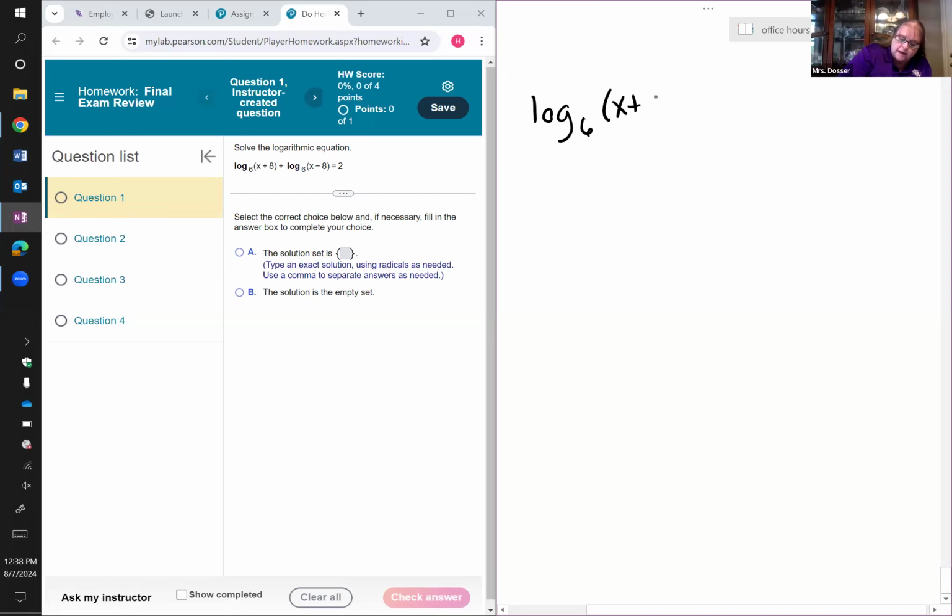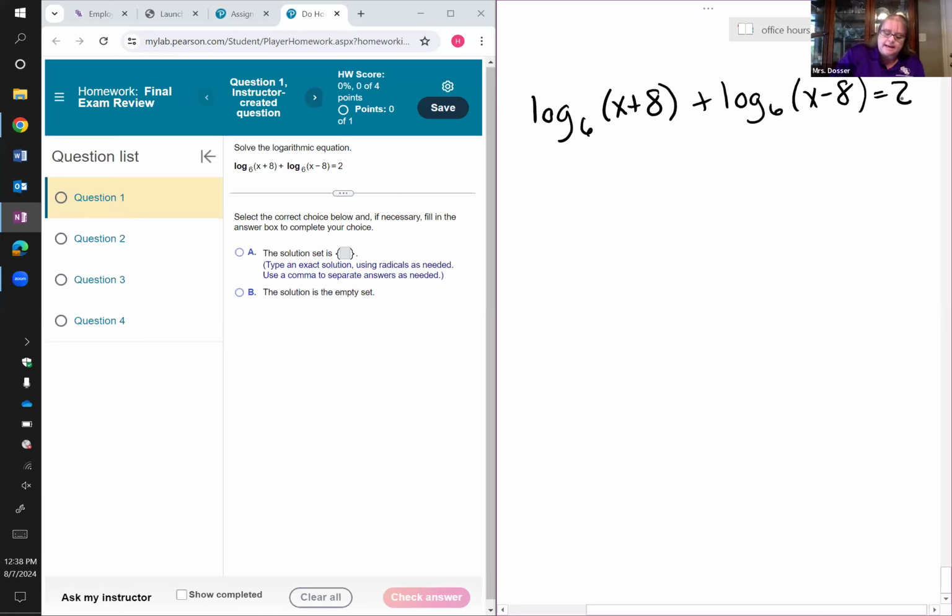We know to solve a log equation, we have to rewrite it as an exponential with the same base. However, the problem is when we have a log equal to a number, we can rewrite it as an exponential. And that's not what we have here. Here we have a log plus a log equal to a number. So we're going to have to condense those two logs down into a single log so that we have a log equal to a number, which we can then rewrite as an exponential and solve.